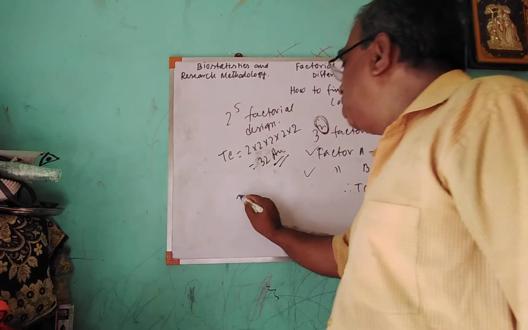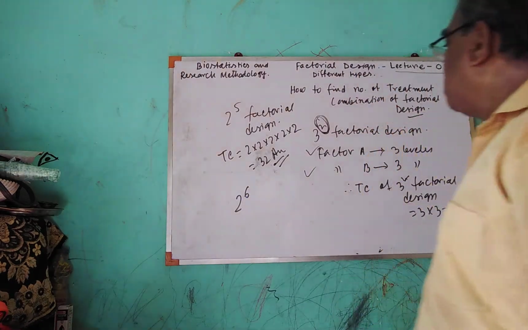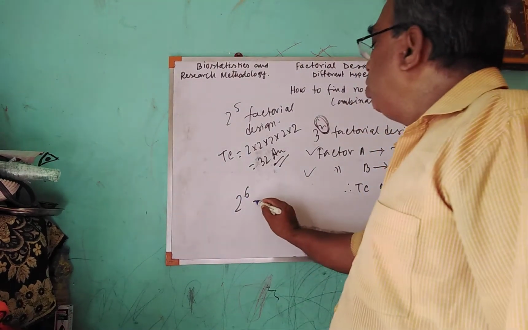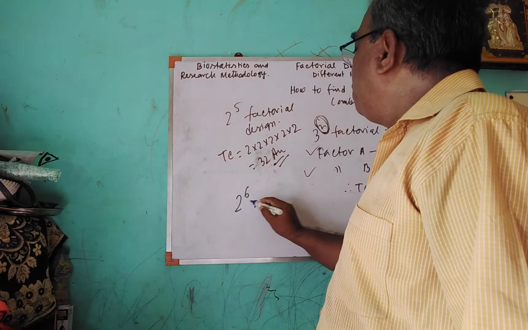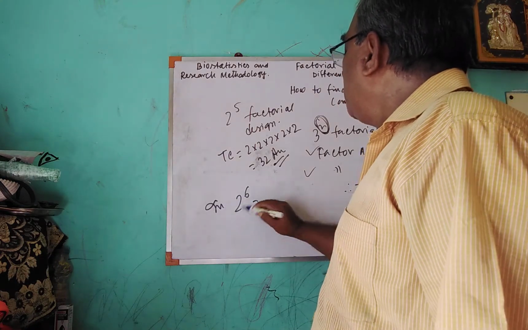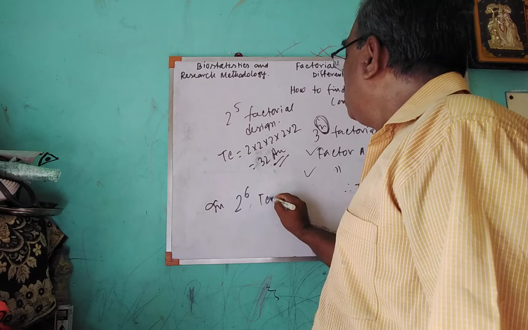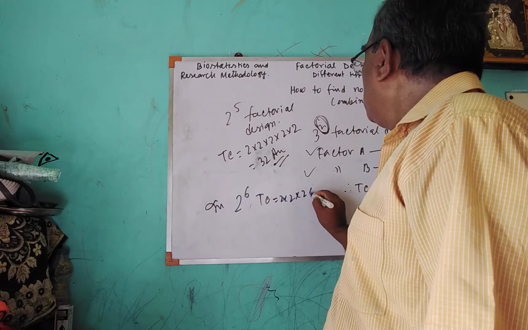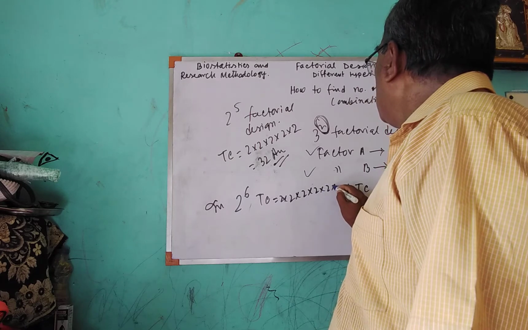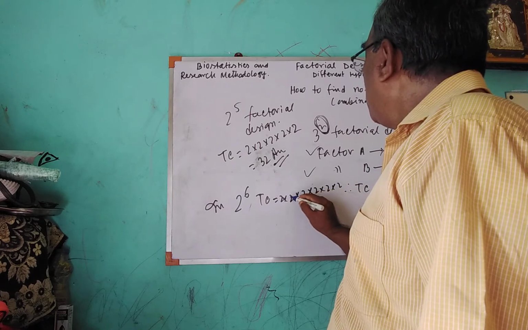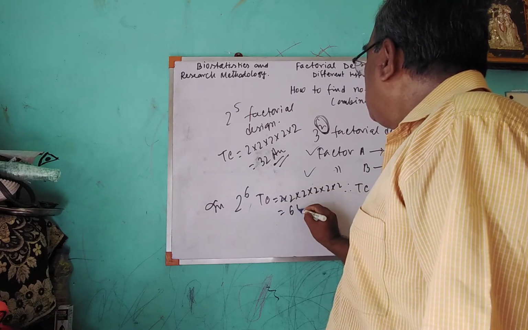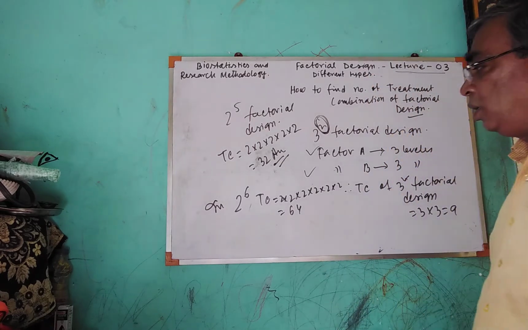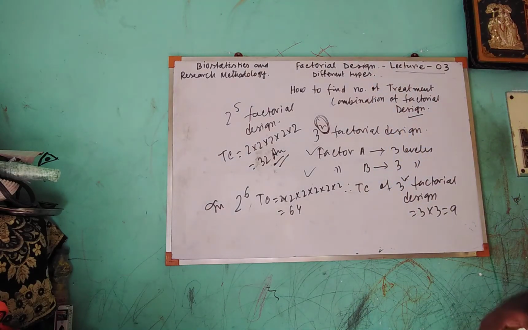2 to the power 6 factorial design. Tell me, how many 2's are there? In 2 to the power 6, TC is equal to 2 into 2, how many times? 6 times. 1, 2, 3, 4, 5, 6. That is 64 treatment combinations. So by this way you can find.